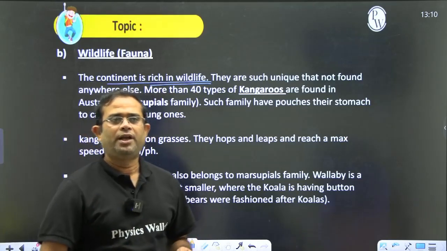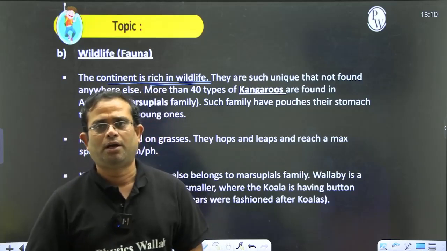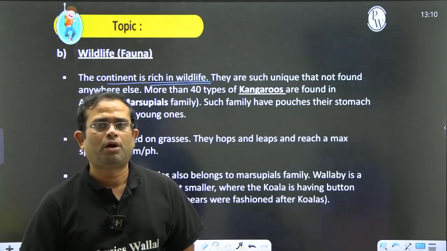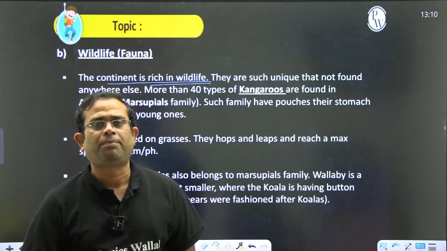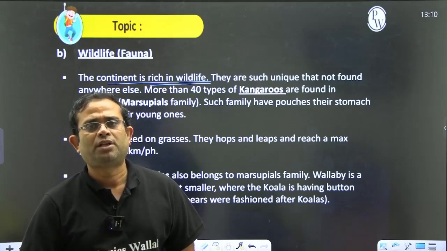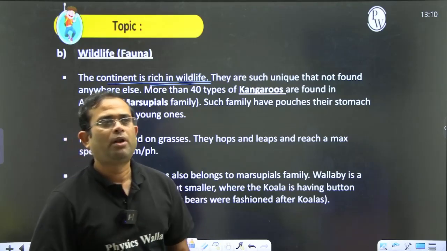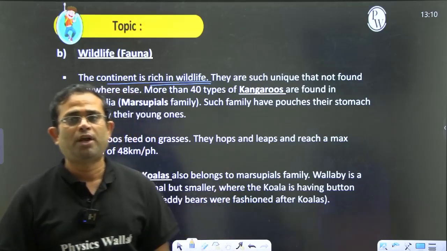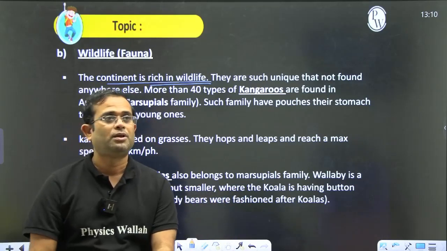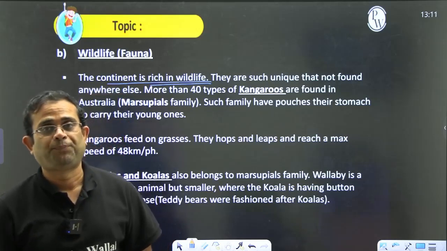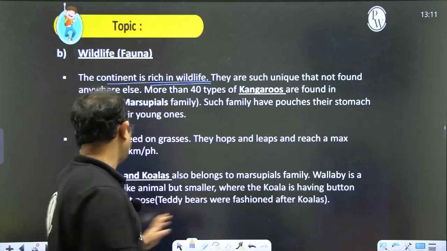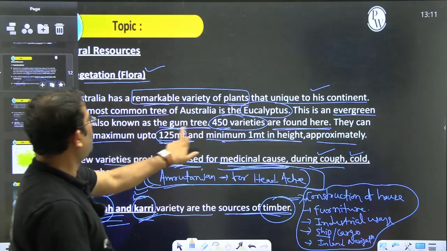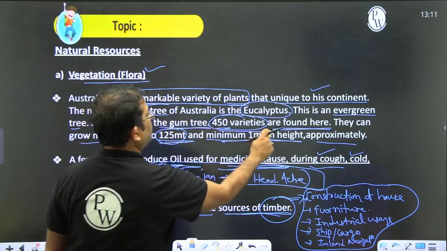Australia is very rich in the savanna type, a dry type of forest, the eucalyptus variety. We have already seen that eucalyptus is a dry savanna type, and 450 varieties of eucalyptus are available in Australia. Can you imagine 450 varieties? That is very large.